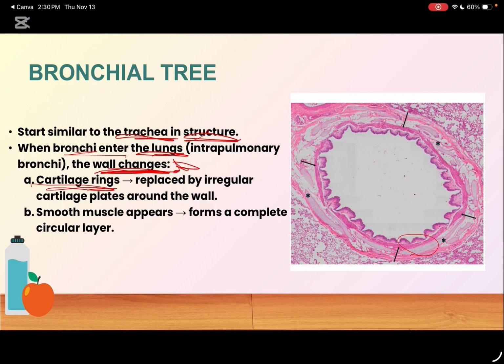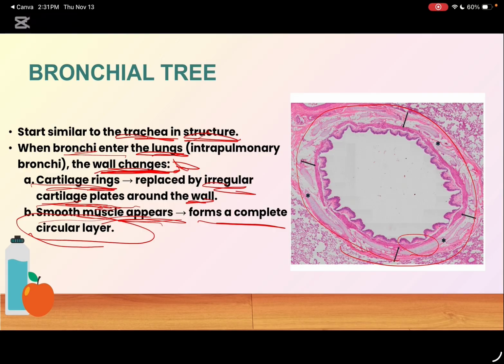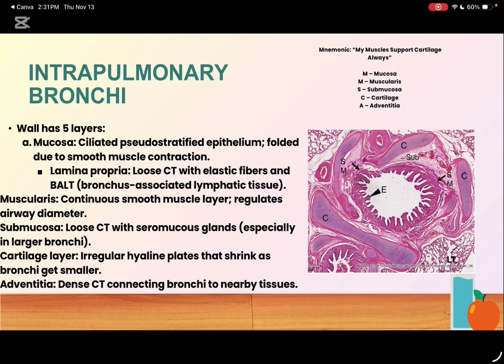Cartilage rings are replaced by irregular cartilage plates around the wall. And smooth muscles appear. We will be having a considerable amount of smooth muscle. And this smooth muscle forms what? They form a complete circular layer, as you guys can see. This is formed thanks to the what? Smooth muscle. Now, intrapulmonary bronchi.